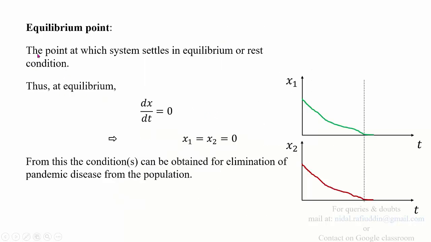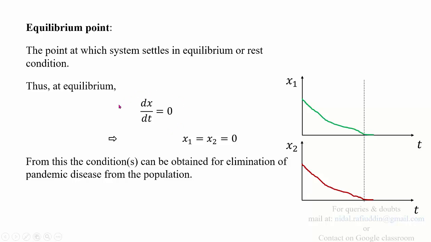Now if you talk about the equilibrium point, it is the point at which the system settles in an equilibrium or rest condition. That means during equilibrium you will have no change in the states. There will be no increase in the people who are vulnerable to disease, and no change will be observed in the people who are infected. That is why you will have dx by dt equal to 0.